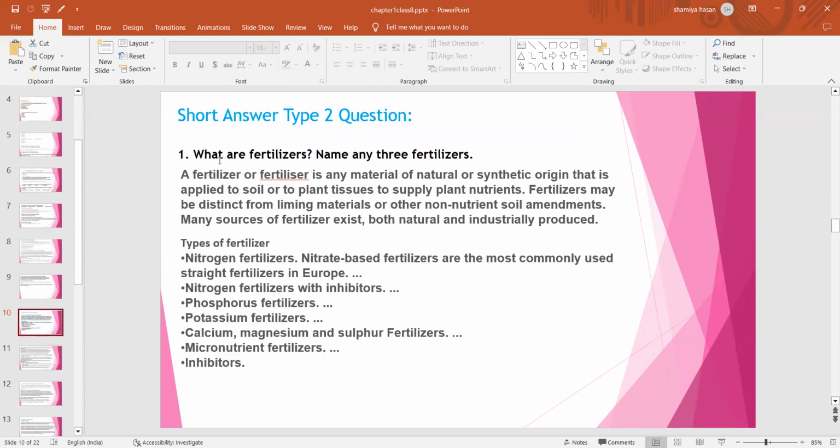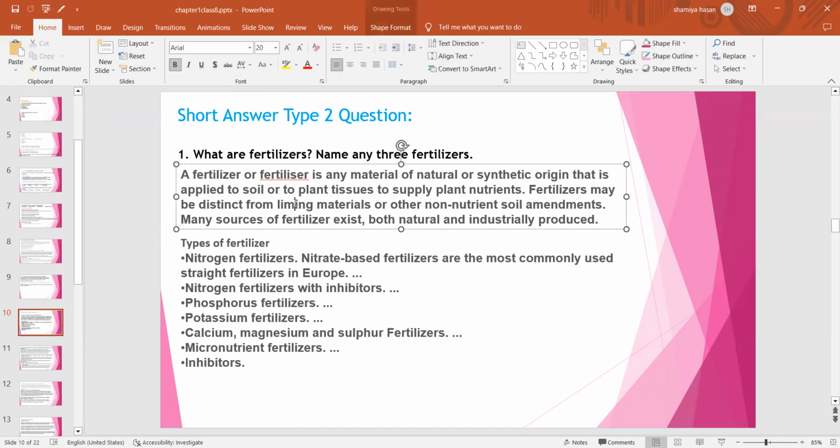Short answer type 2 questions. What are fertilizers? Name any three fertilizers. So a fertilizer is any material of natural or synthetic origin that is applied to soil or to plant tissues to supply plant nutrients. Fertilizers may be distinct from liming materials or other nutrient soil amendments. Many sources of fertilizers exist, both natural and industrially produced. So here are some types of fertilizers, any of which you can write.